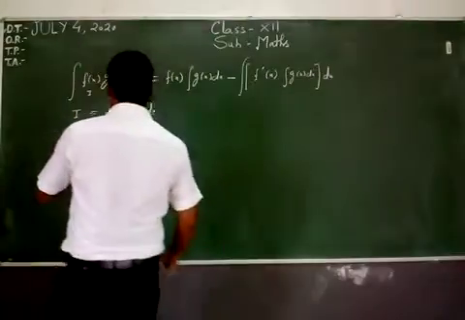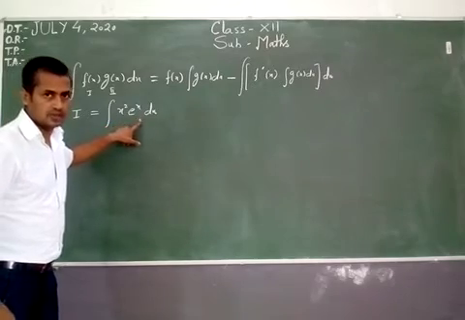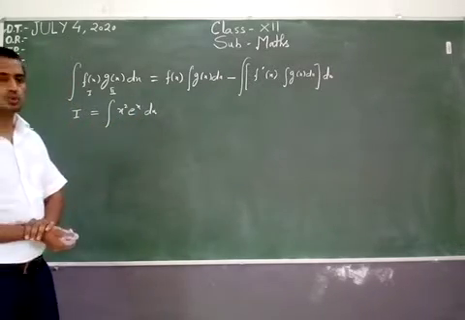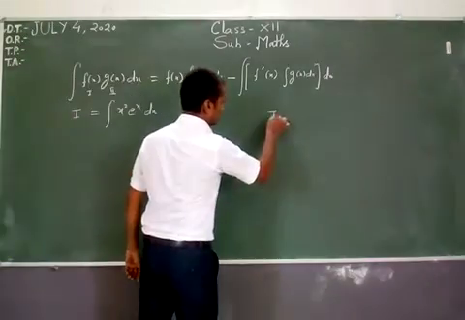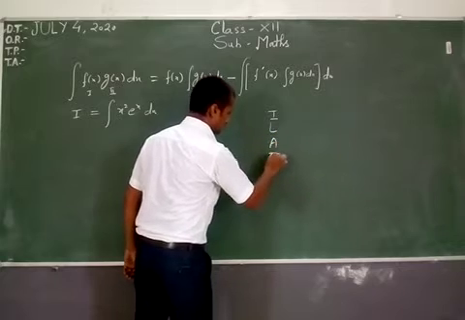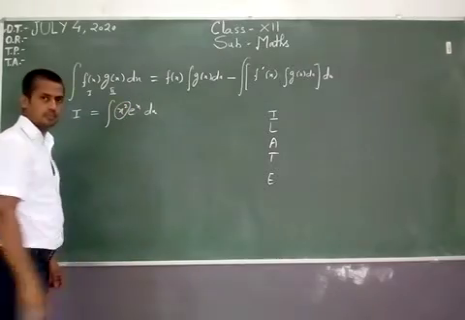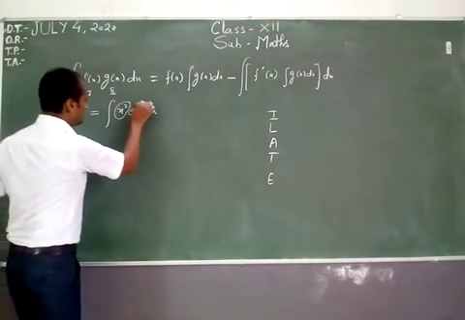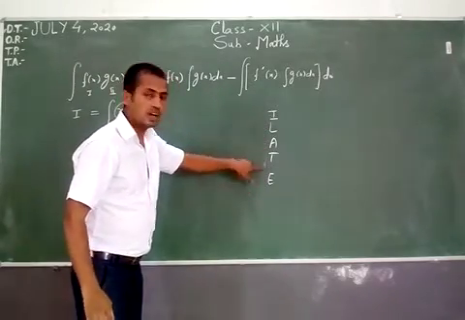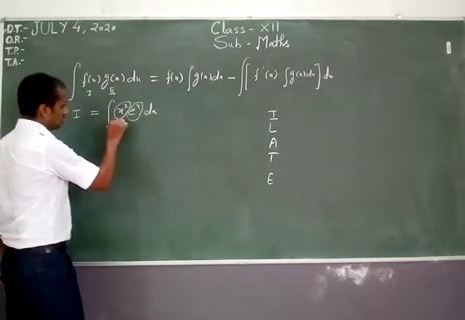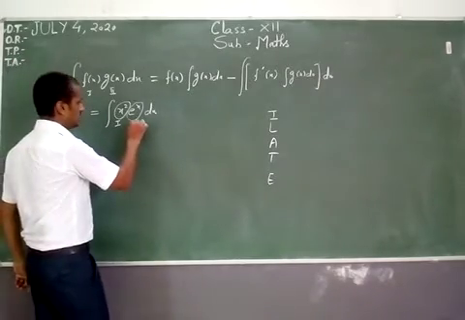Second example: we have I equal to the integration of x square into e power x. Now, how can we choose whether x square is first or e power x is first, according to ILATE? This is algebraic and this is exponential. Now you can see algebraic comes before exponential. So we choose x square as first and e power x as second.